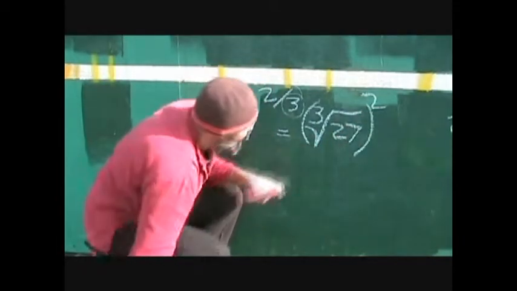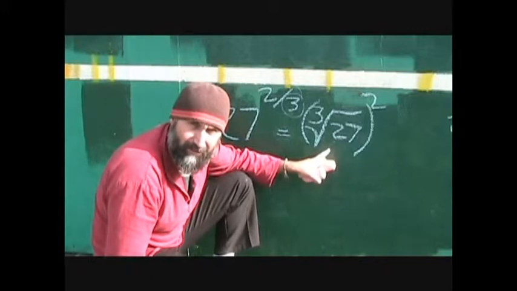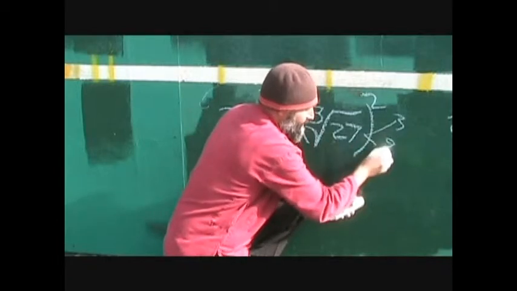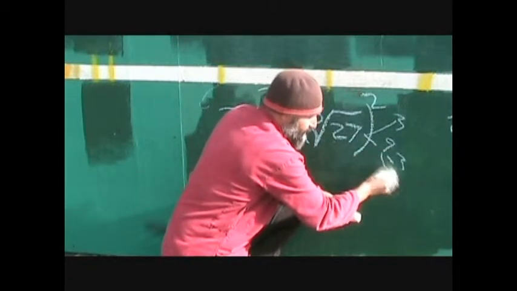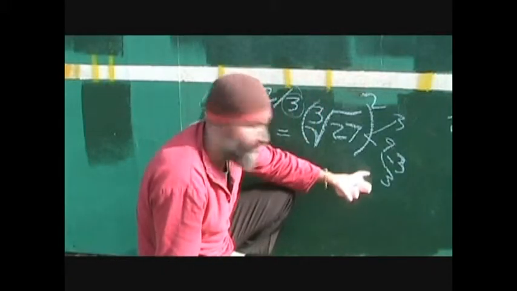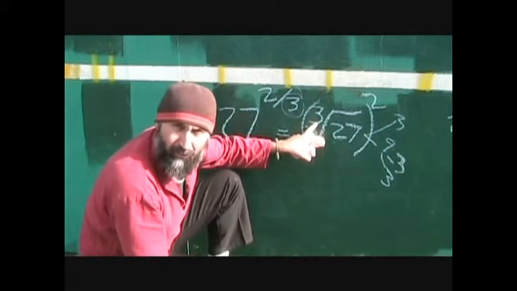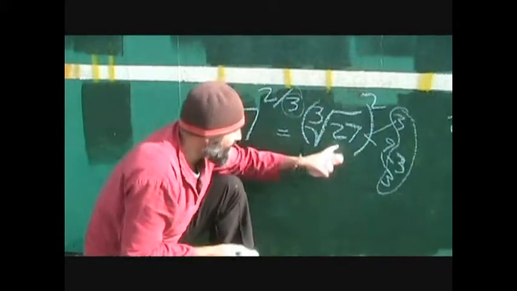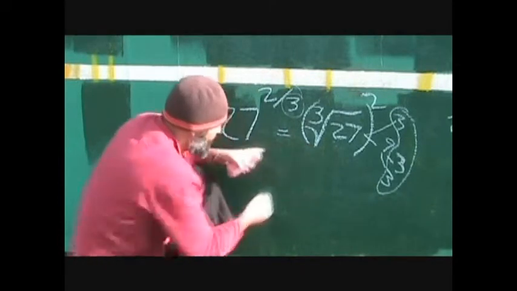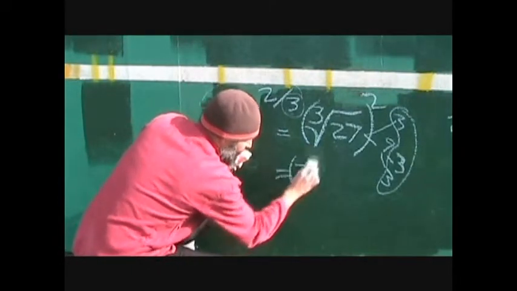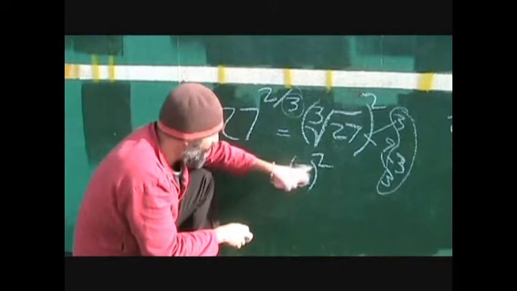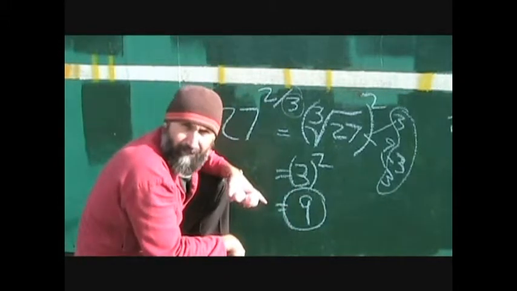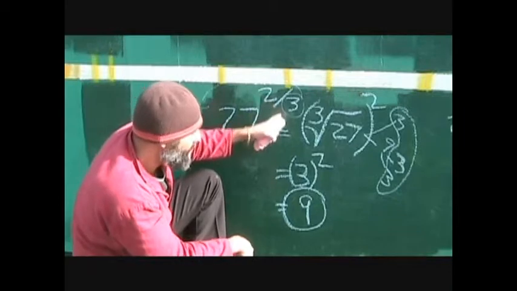squared. Now, cube root of 27, break down into your prime factors. 27 is 3 times 9, and 9 is 3 times 3, right? So 27 is 3 times 3 times 3, and you want the cube root of it. That means you're looking for triplets. Well, you got your triplet right here. So these guys come out of the root symbol as a single 3. So this will be 3 squared, right? And 3 squared is 9. Okay? So 27 to the power of 2 over 3 is just 9.